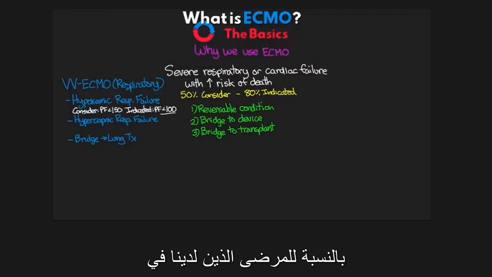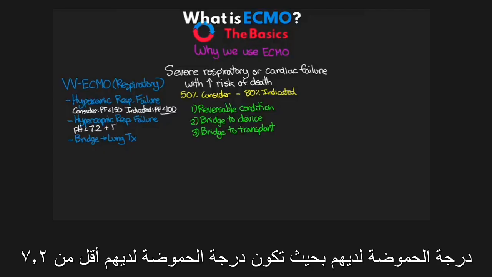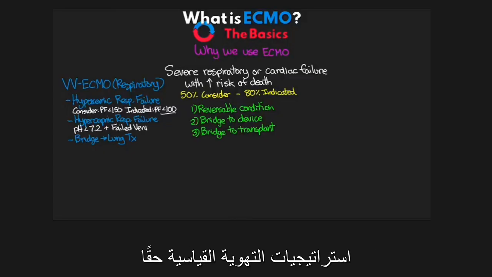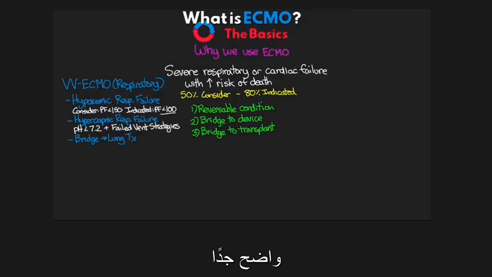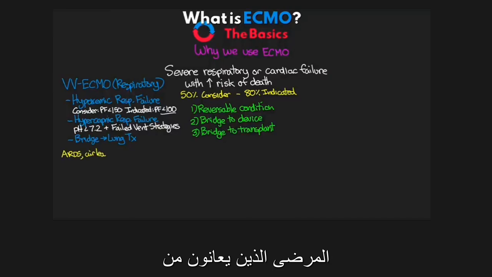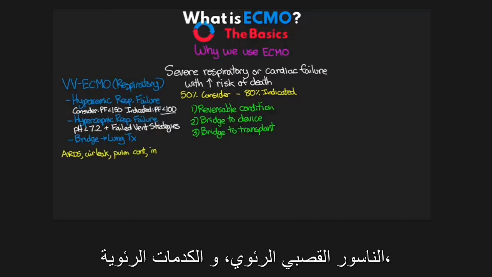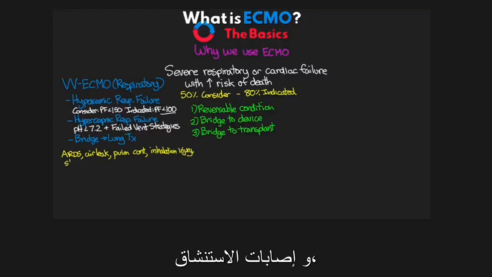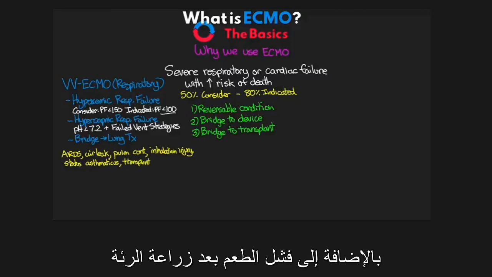For the patients that we have in the hypercapnic respiratory failure, we really want to be looking for patients that are having an impact on their pH, so their pH is less than 7.2, as well as when other standard ventilatory strategies have really failed for this patient. And then the bridge to lung transplant, I think, is pretty self-explanatory. Now, some of the common conditions that we see that would lead our patient into one of these three scenarios, this isn't obviously going to be an exhaustive list, but patients who have ARDS, have some sort of severe air leak syndrome like a bronchopulmonary fistula, pulmonary contusions, inhalation injuries, status asthmaticus, as well as graft failure after lung transplant.